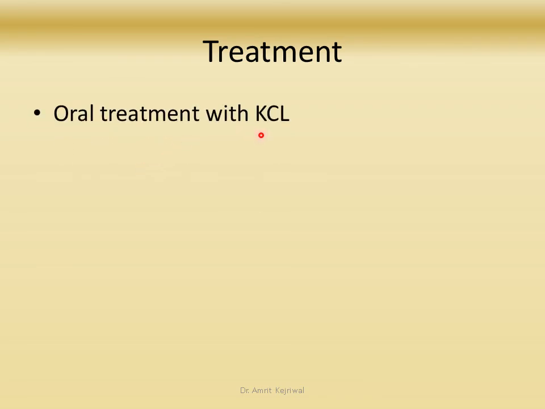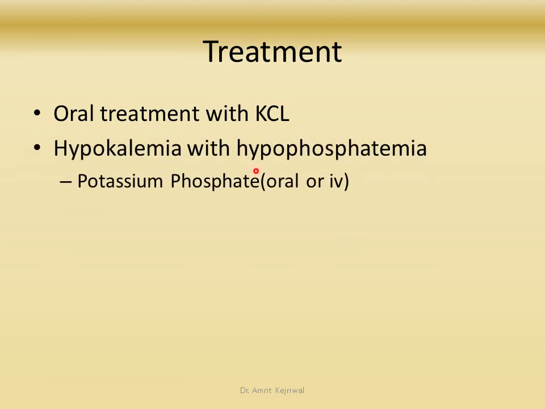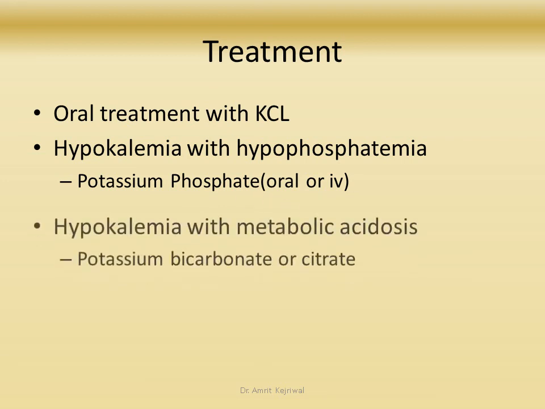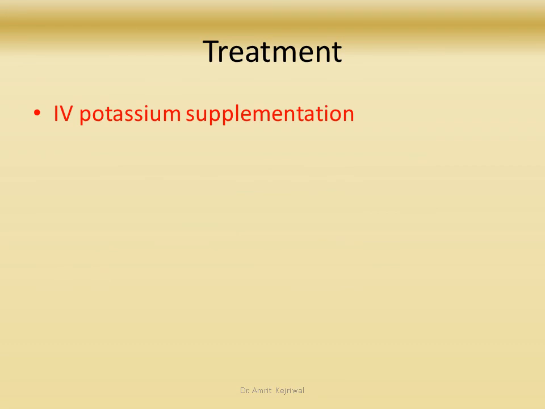Preferred is oral treatment with KCl. If the patient has hypokalemia with hypophosphatemia, treatment is with potassium phosphate, oral or IV. And if the patient has hypokalemia with metabolic acidosis, treatment is potassium bicarbonate or citrate. And IV potassium supplementation may be given very carefully, especially in patients who are unable to take orally or if the patient has arrhythmias.